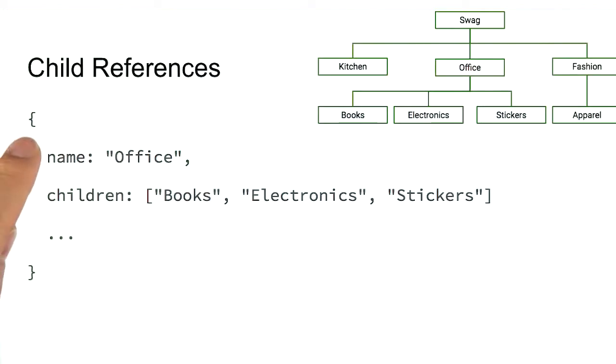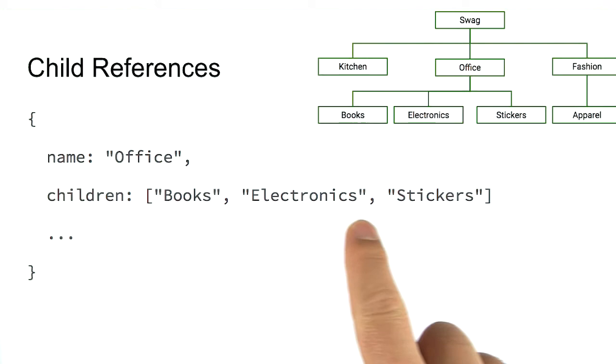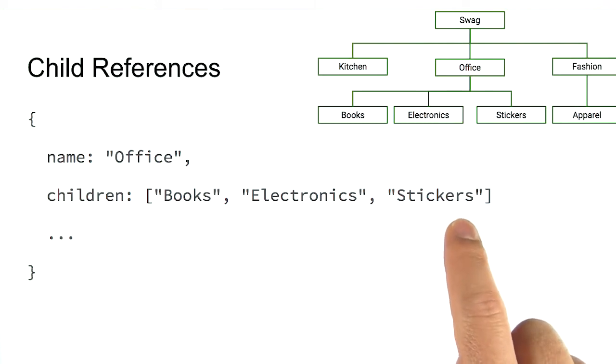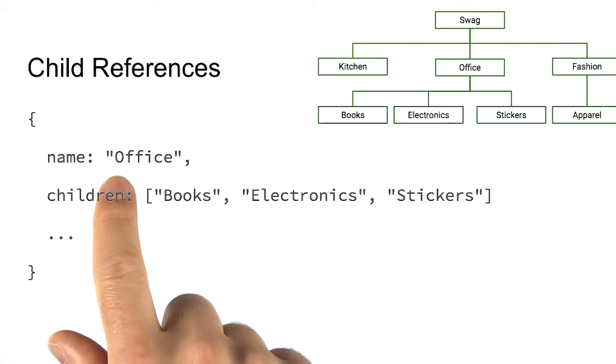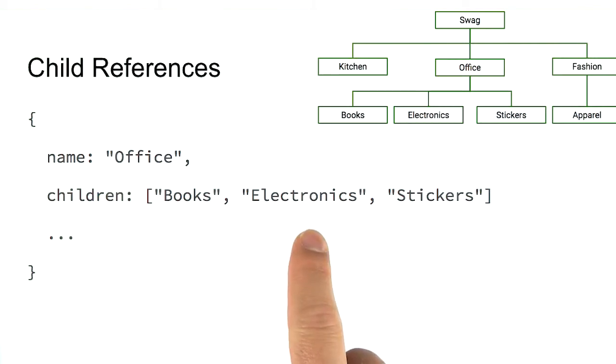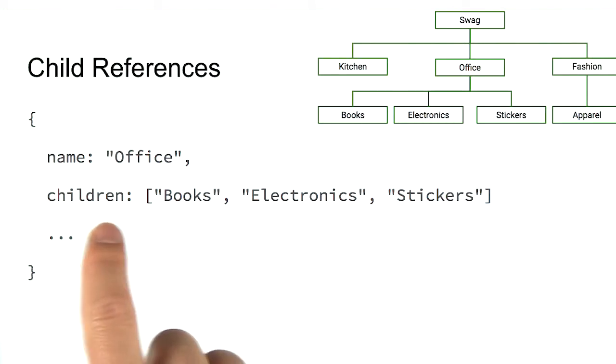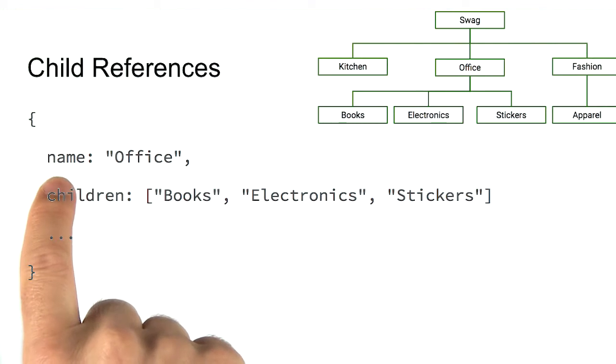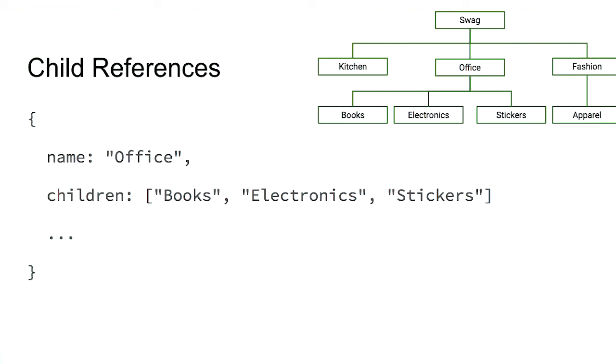This is where the child reference model comes in. In the child reference model, the parent node contains a single array of all the immediate node children. In this example, the office node has 3 children: books, electronics, and stickers. So performing the operation of finding all nodes that are under Z, or in this case under office, becomes a less computationally demanding operation for the database. A single request retrieves all of that information.